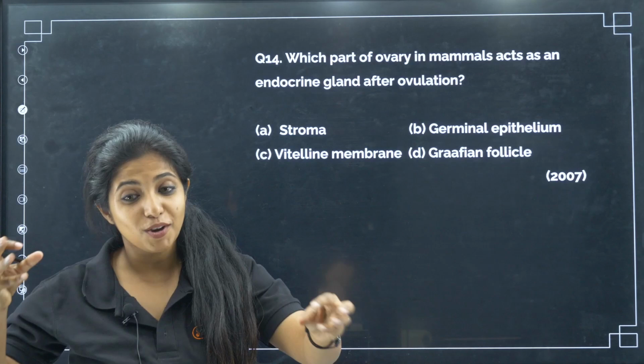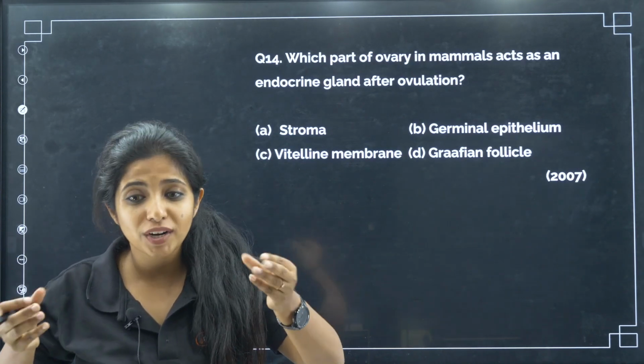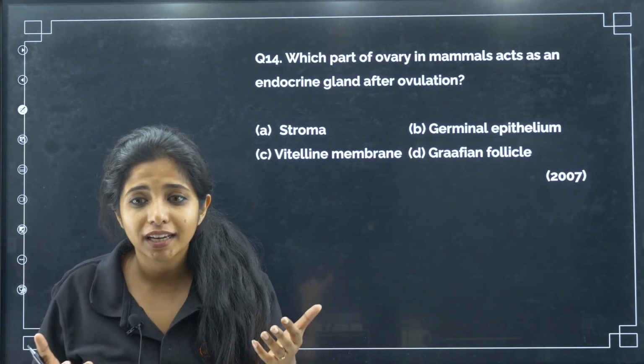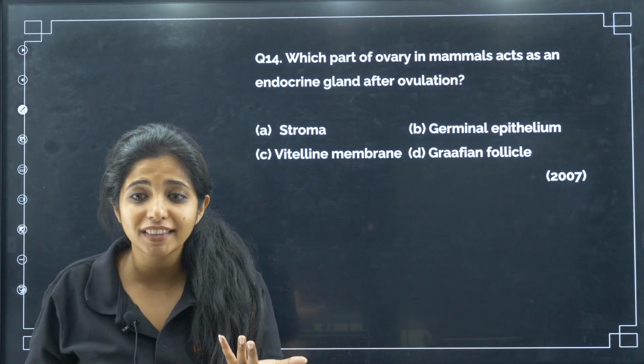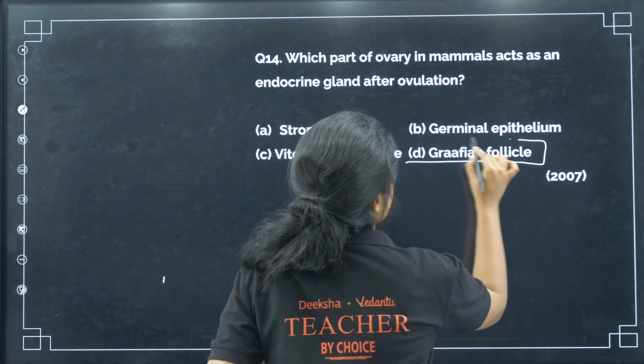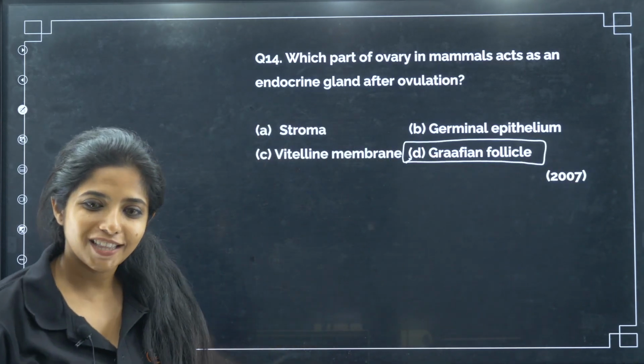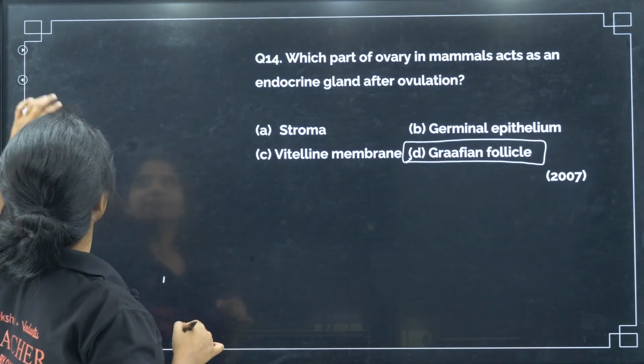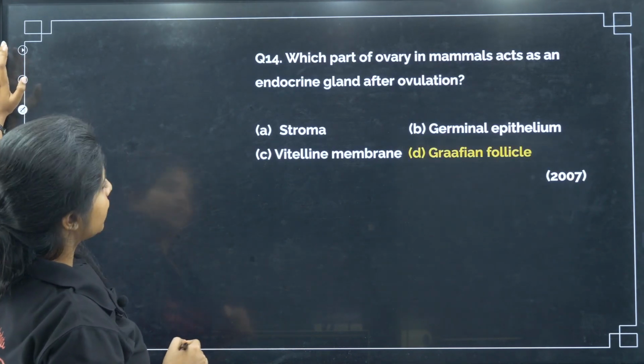I told you several times. Corpus luteum, what does it release? Progesterone. Isn't it acting like an endocrine gland? Yeah, because it is releasing a hormone right there. So, can I say the answer for this question is Graafian follicle? Yes, ma'am, you can say that. Yes, I will say that. This is the answer. Okay, going ahead.